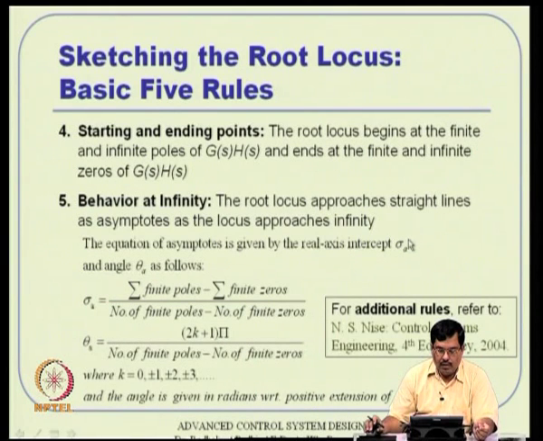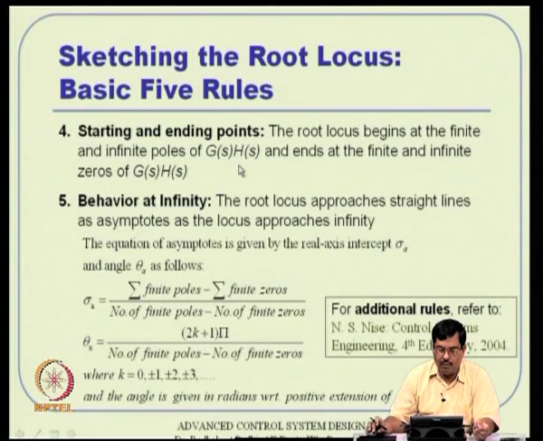Now, the number 4: let us see the starting and ending points, where the root locus starts and where it ends. Obviously, the root locus begins at the finite and infinite poles of the open loop, and it ends at the finite and infinite zeros of the open loop. So, the root locus essentially starts at the poles of the open loop transfer function, and it ends at the zeros of the open loop transfer function.